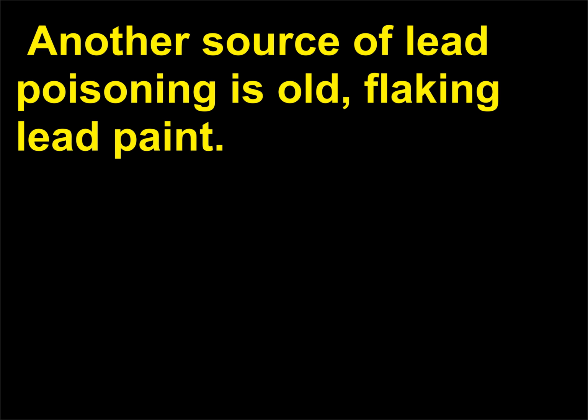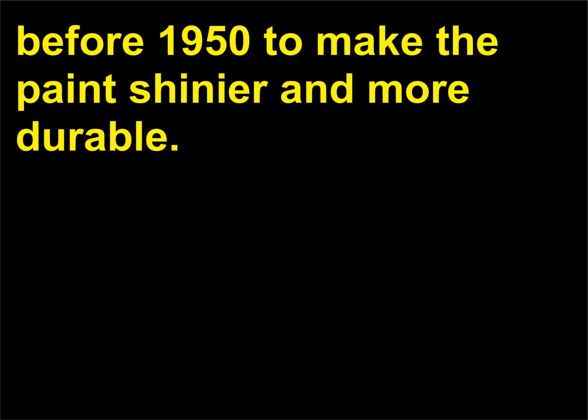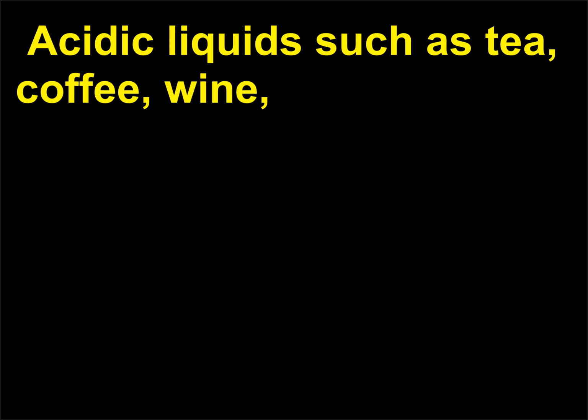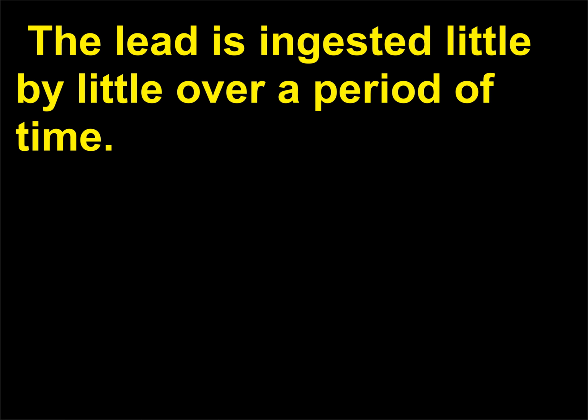Another source of lead poisoning is old, flaking lead paint. Lead oxide and other lead compounds were added to paints before 1950 to make the paint shinier and more durable. Improperly glazed pottery can be a source of poisoning, too. Acidic liquids such as tea, coffee, wine, and juice can break down the glazes so that the lead can leak out of the pottery. The lead is ingested little by little over a period of time.